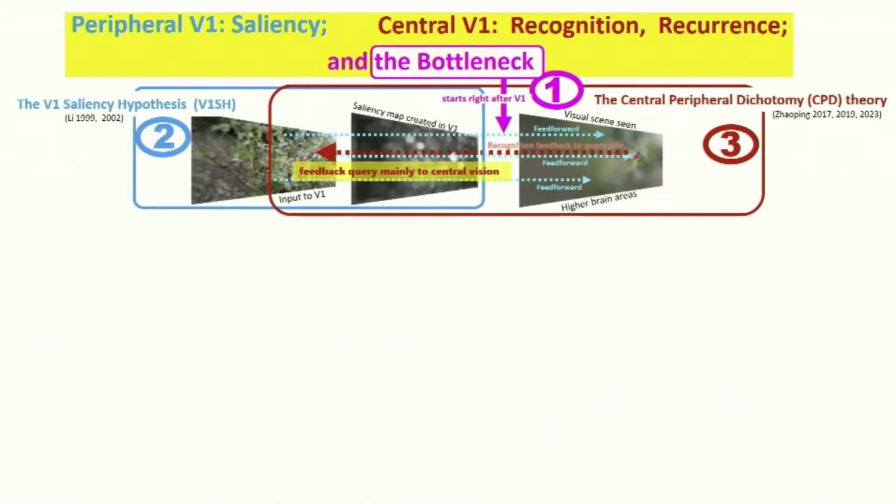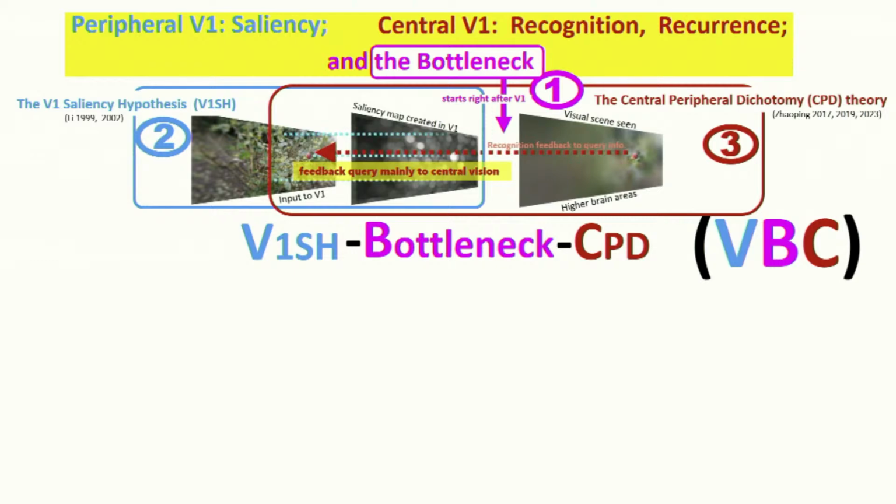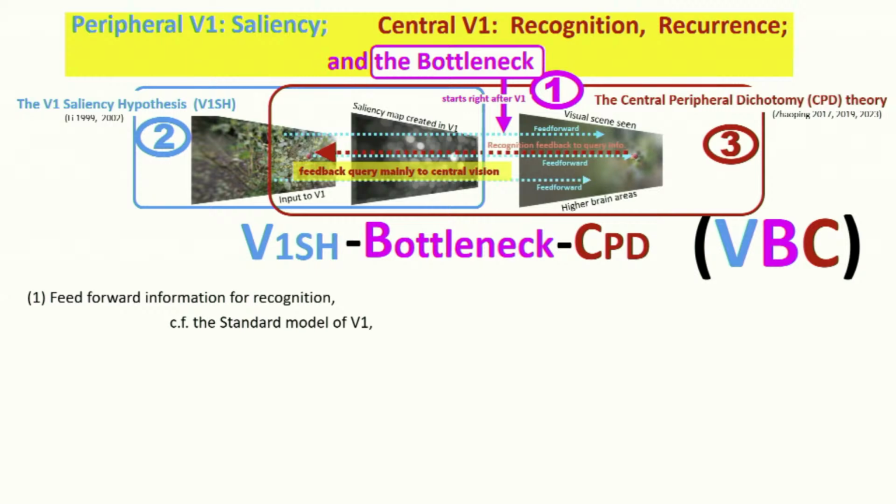Therefore, V1 has multiple roles in vision. It creates the saliency map to guide attention. It starts the information bottleneck, and is a critical player in the feed-forward feedback network for visual recognition in light of the bottleneck. This framework provides a fresh perspective on how vision works. In feeding forward information for visual recognition, it resembles the standard model of V1, but adds that the feed-forward information is massively limited by the bottleneck.